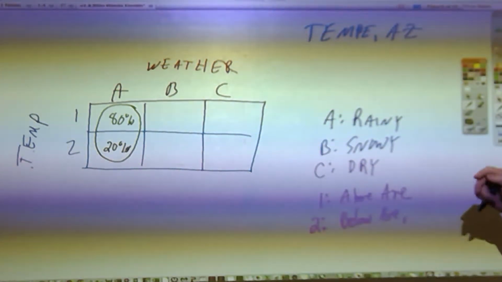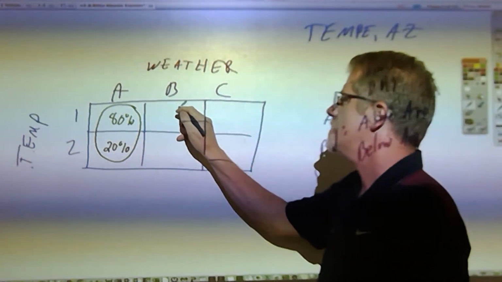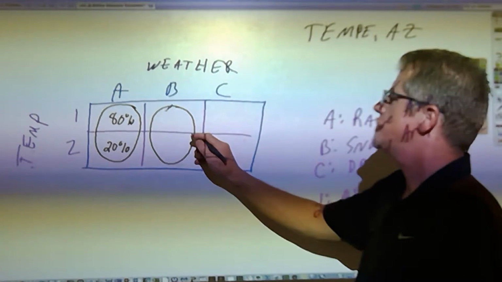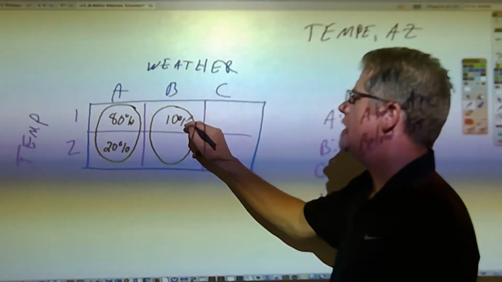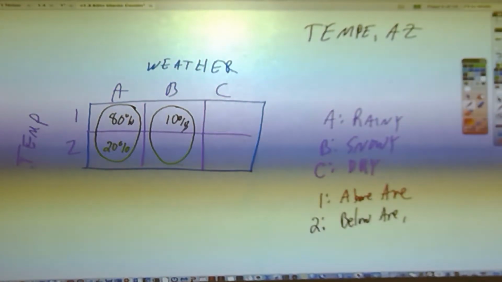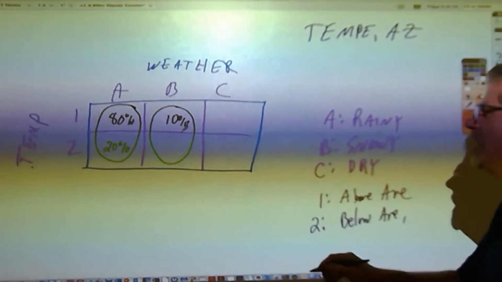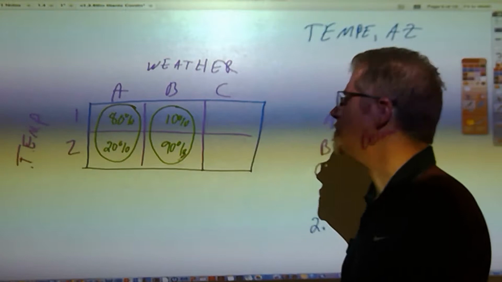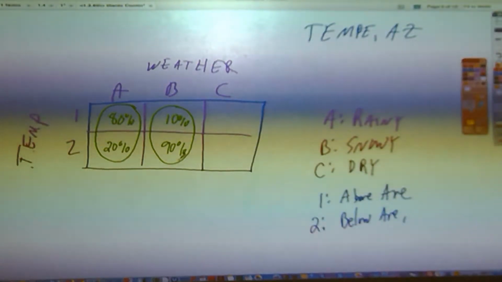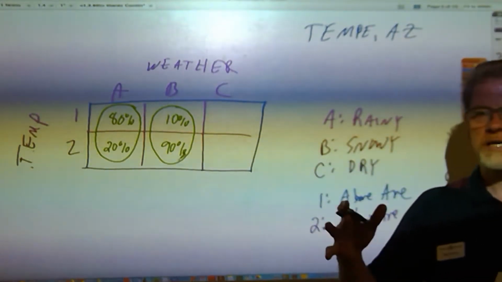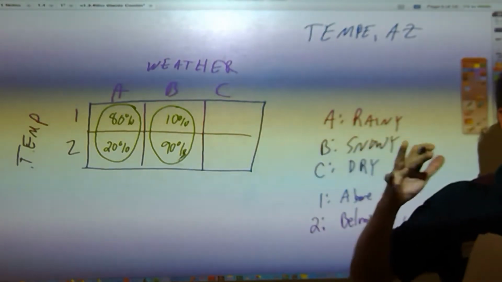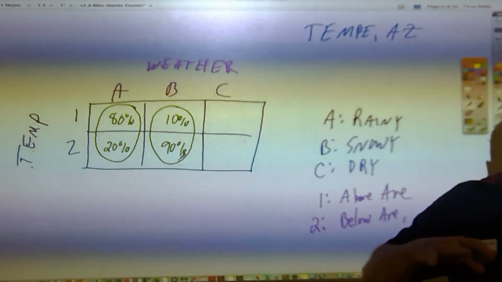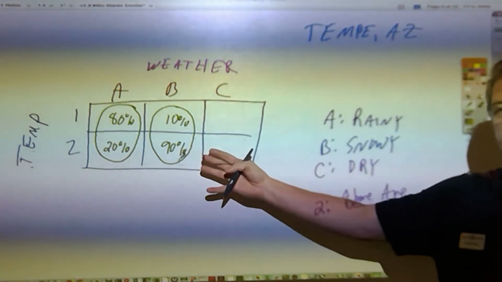Okay, and then on the snowy days, 10% of the snowy days had above average temperature, and 90% of the snowy days were below average, which is even more bizarre, because usually snowy means it's a relatively warmer day, because when it gets really cold, it doesn't snow that much. Have you ever noticed, when it's 40 below, you don't get much snow? Not in Tempe, Arizona.